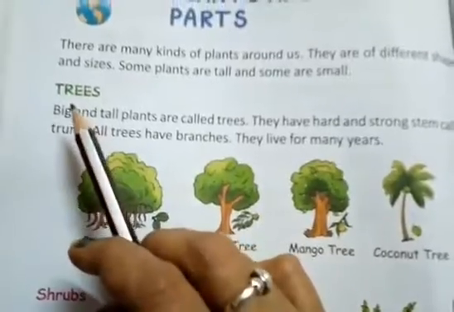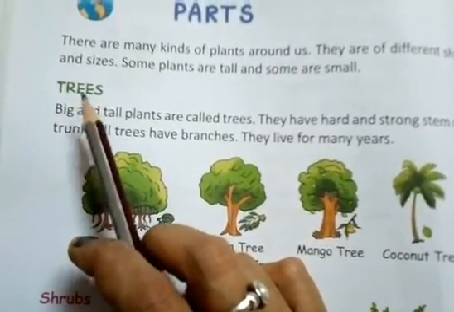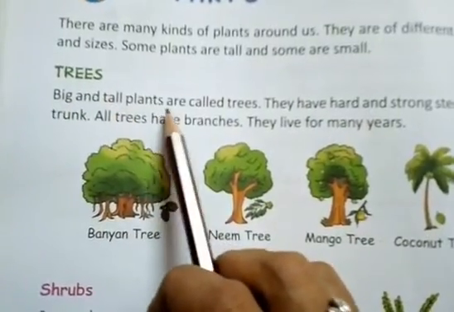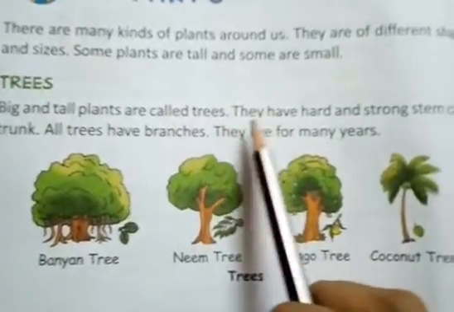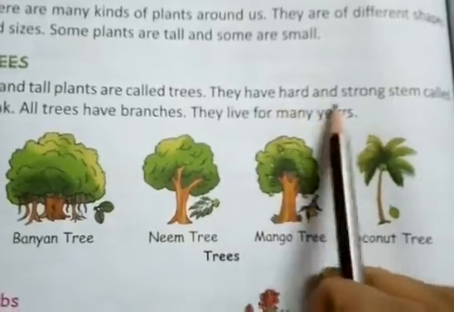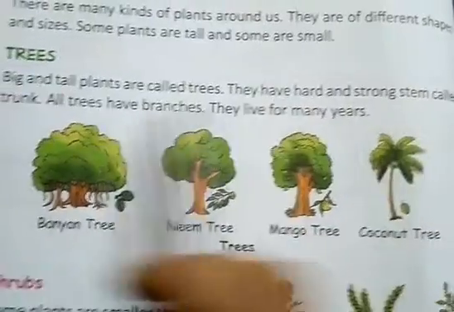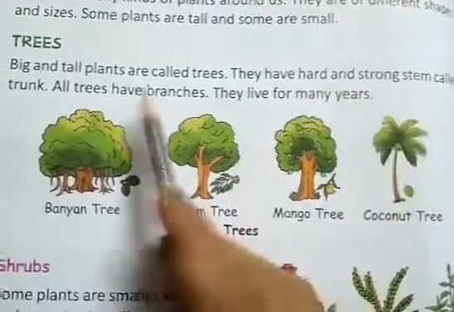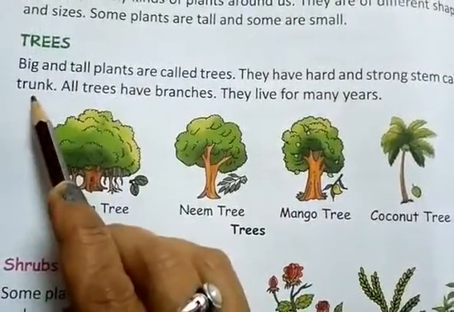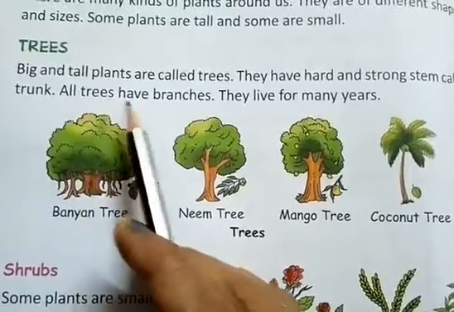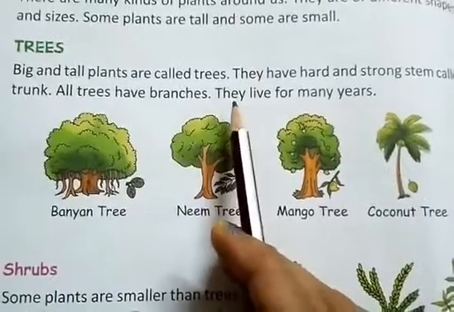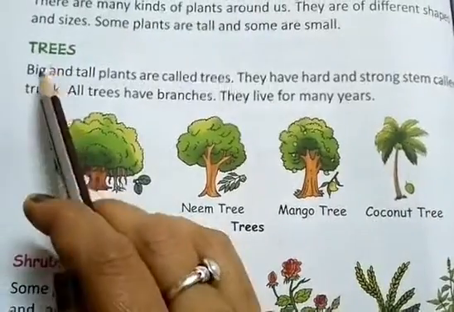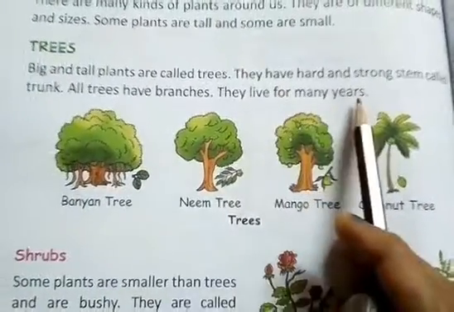The first kind of plants which we will read are trees. Big and tall plants are called trees. They have hard and strong stem called trunk. So the hard and strong stem of the trees is called trunk. All trees have branches. They live for many years.